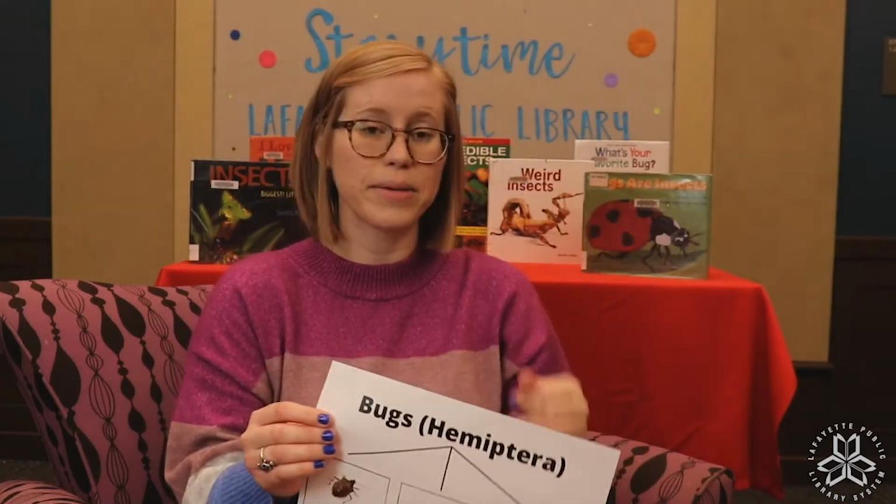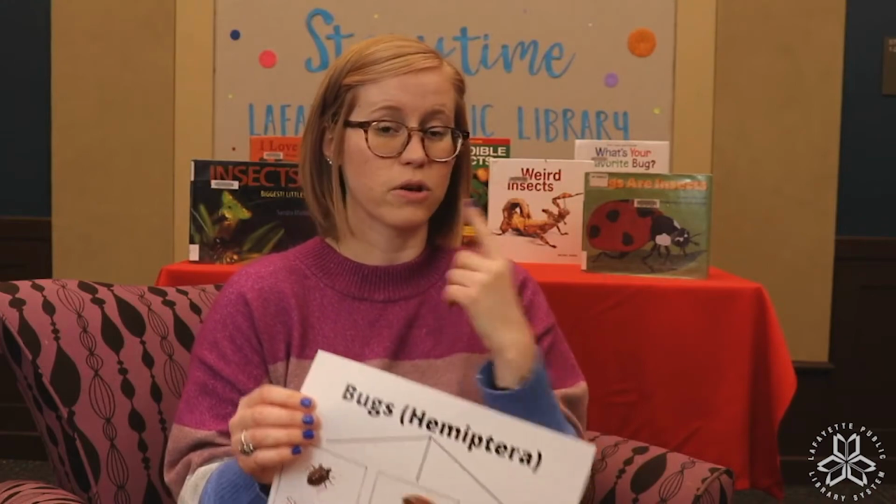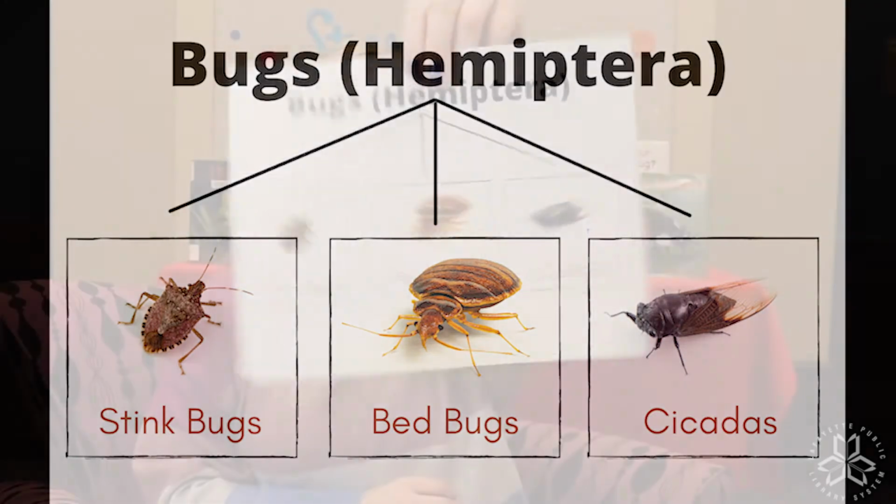So that's how we're going to be able to tell the difference between an insect and a true bug, is that mouthpiece called a stylet. And true bugs include things like stink bugs, bed bugs, and cicadas.